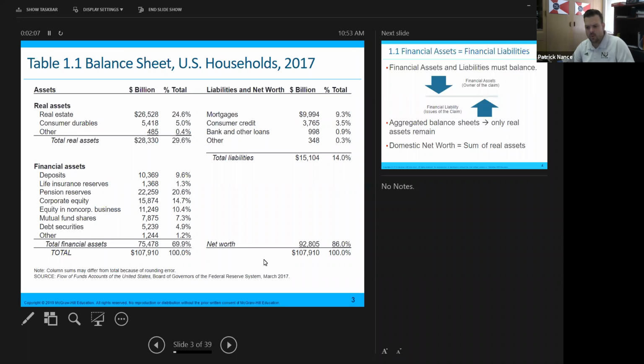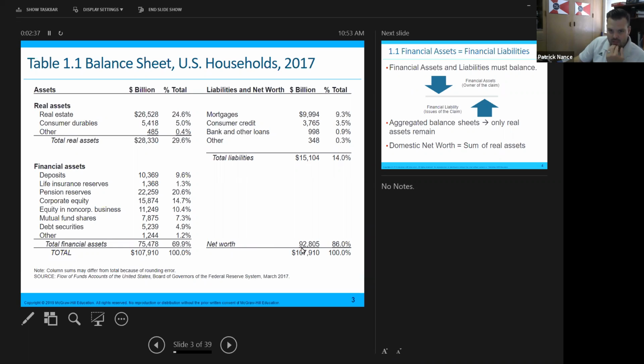This is the U.S. household's balance sheet, which I found kind of interesting. It's from 2017, so it's a few years old, but it talks about the difference between our real assets versus our financial assets. So you see that in the United States in 2017, there was 28, I guess it'd be trillion, because it's in billions. So $28 trillion for the real assets, $107 trillion worth of financial assets. And then we had $15 trillion worth of liabilities.